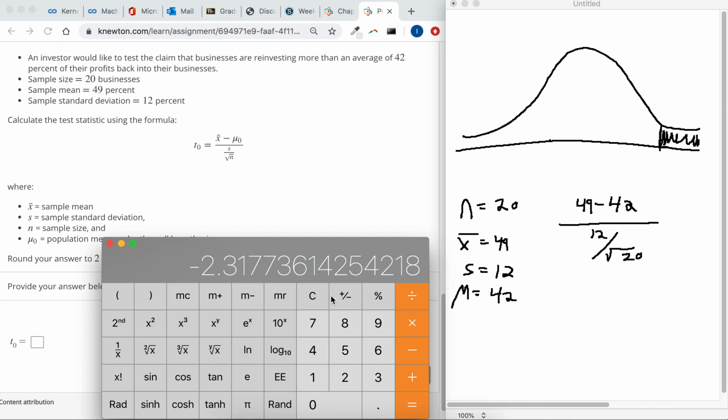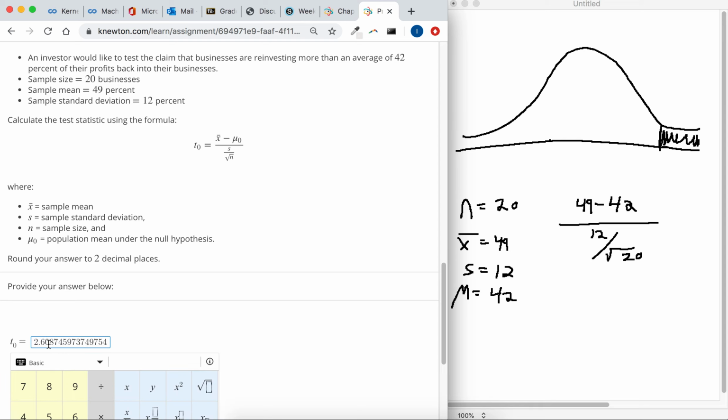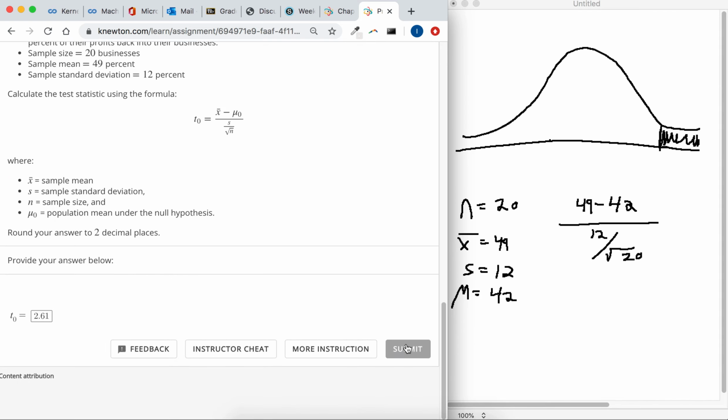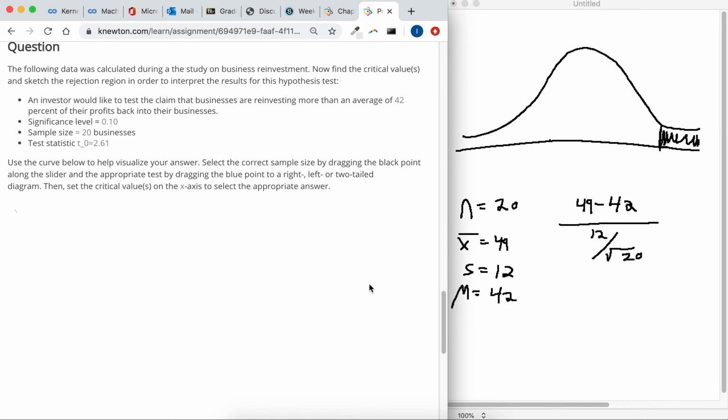And then I'm going to go fast over this part just to keep things exciting. If you don't get the same number I do, just try to do it step by step. Write it out: 49 subtract 42 over 12 divided by the square root of 20, as a decimal. And then to 2 decimal places, I'm going to round this to 2.61. And then they're probably going to make us make an interpretation, huh?